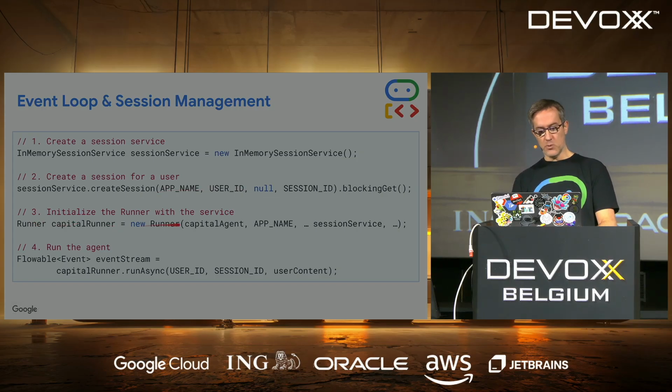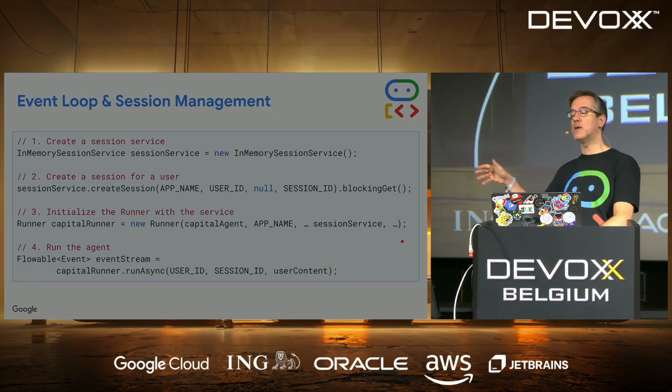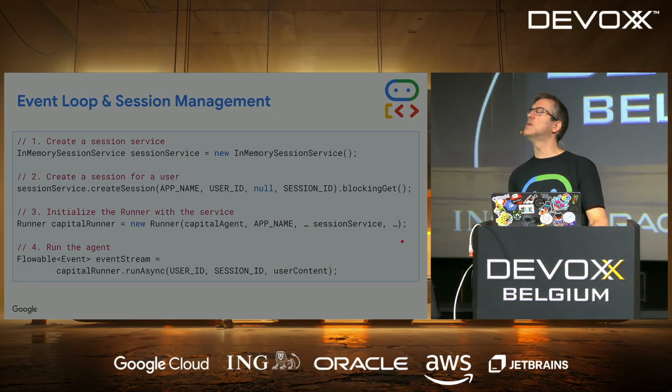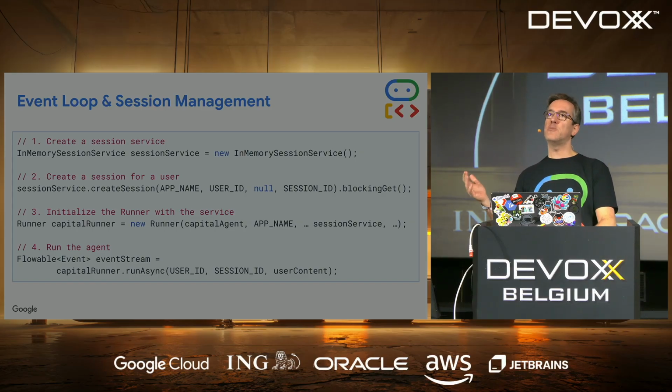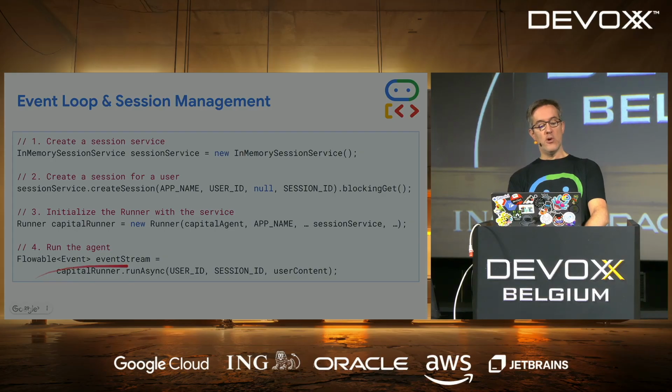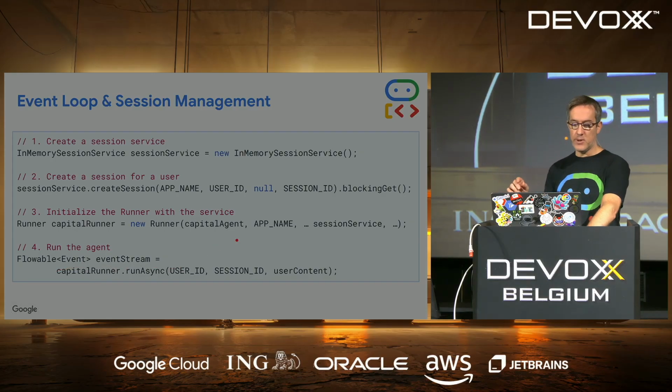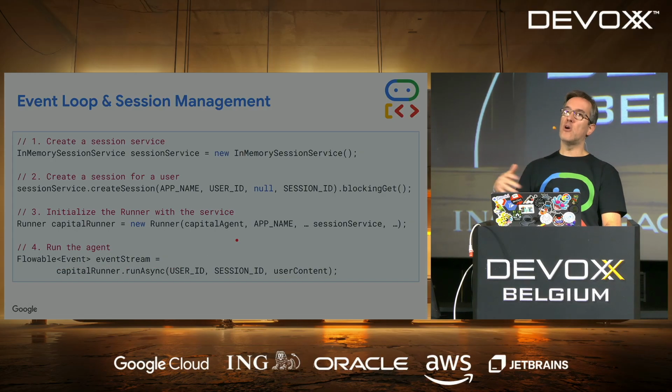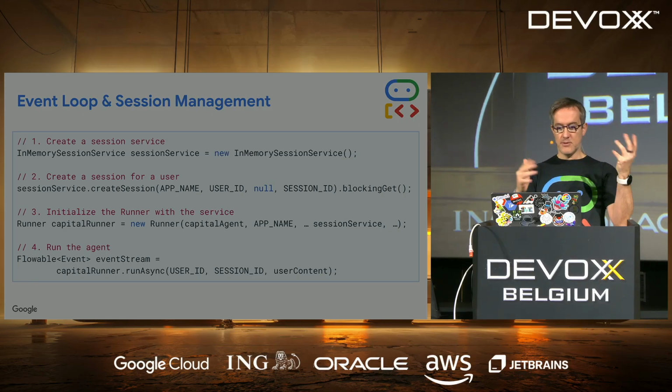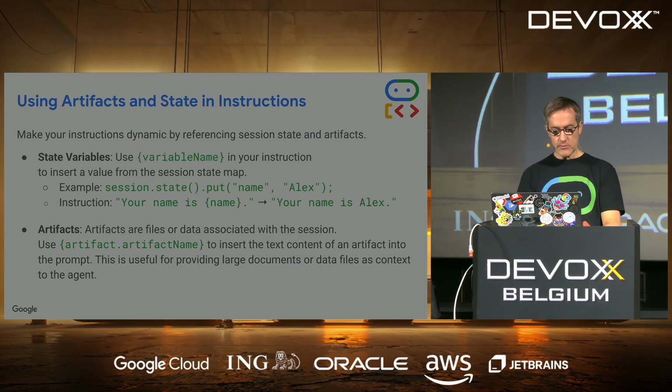And then you have this runner. So you pass the different things. There are some other services that you can pass. For example, there's, what is it called? The memory bank, if you want to have long-term memory, etc. So there are other services that you can pass. And then you run this method, run async, and you've got a flowable, so it's RxJava 3 here. So you've got a flow of events that come back. And you react, the LLM reacts to those events.